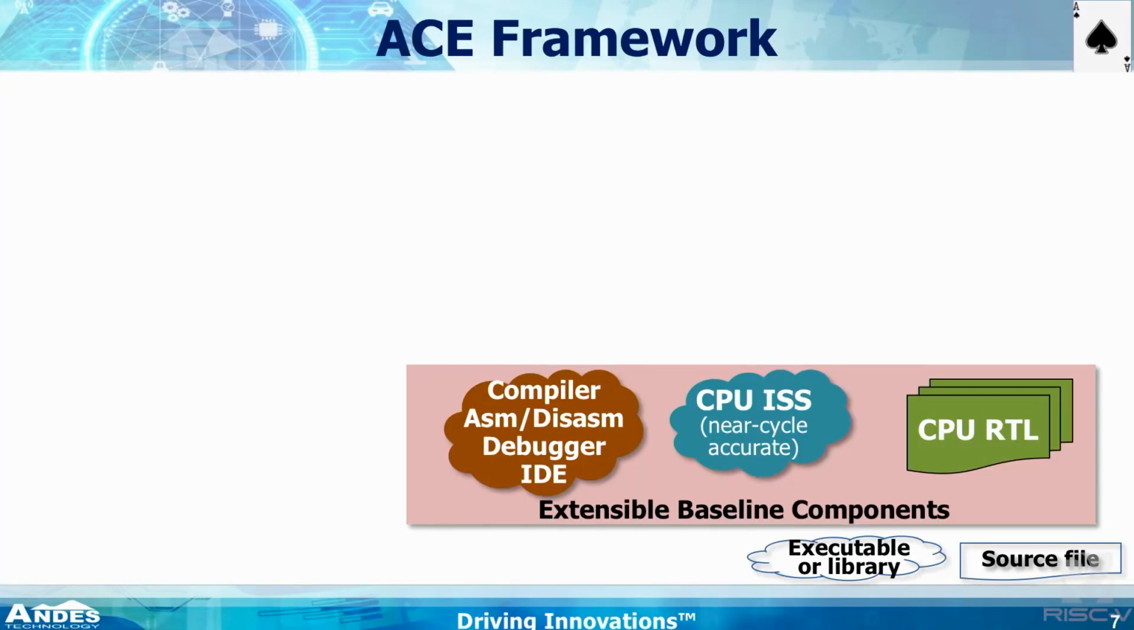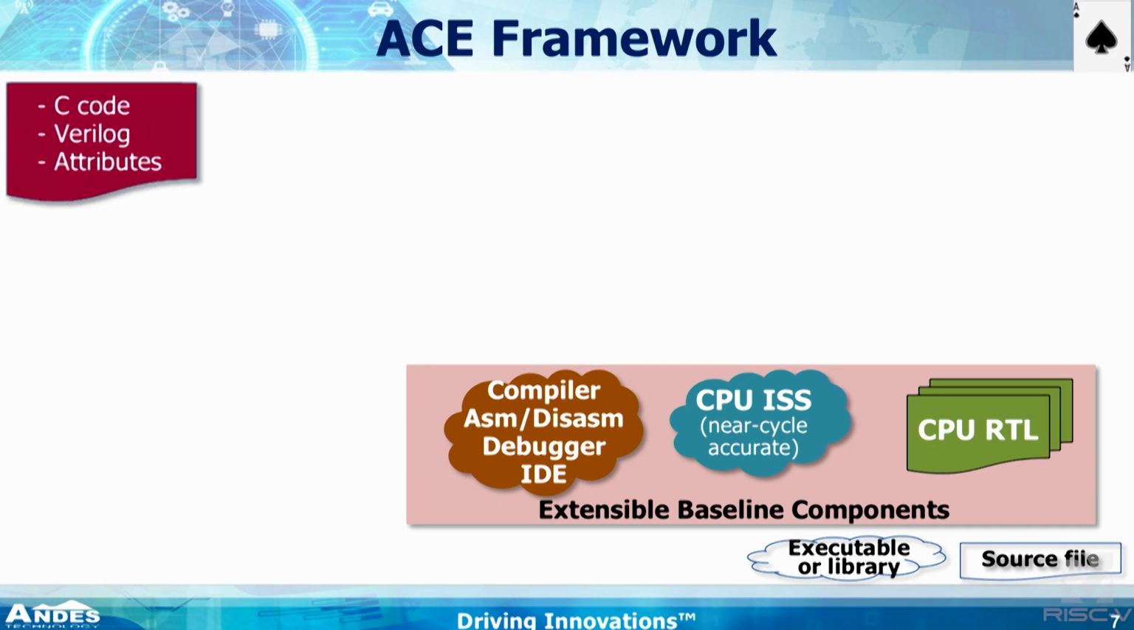How do we deliver the ACE power to the customer? First we deliver the so-called baseline extension component from our RTL simulator, and also all the toolchain: compiler, assembler, debugger, IDE. So if you don't extend it, this is what our customer will get today.